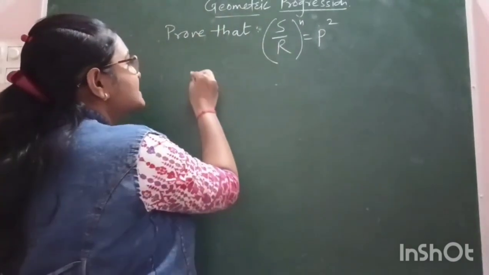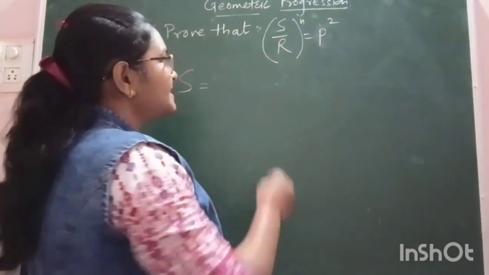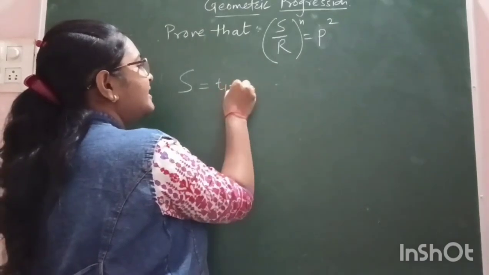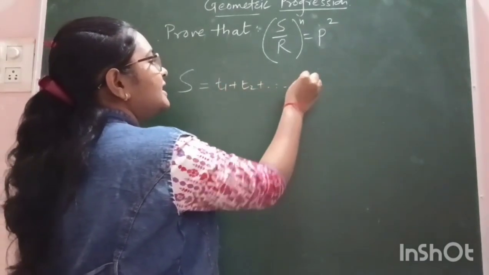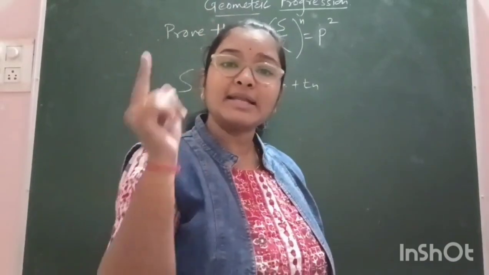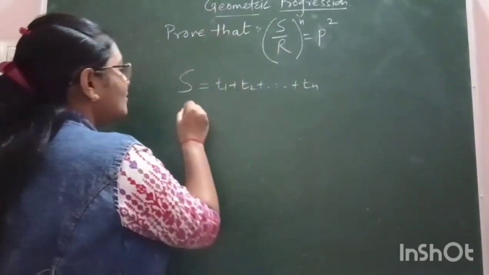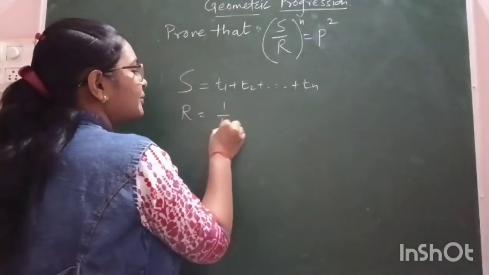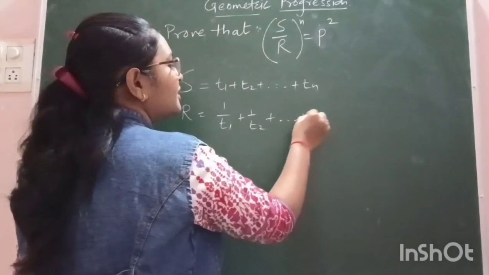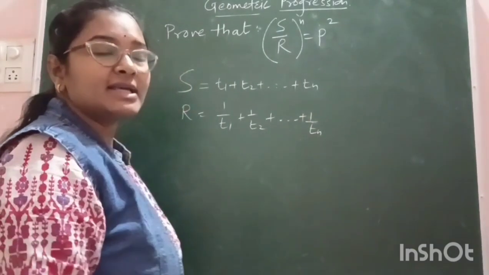S is the sum of all the terms of the geometric progression, that is the given sequence in GP. So we need to take S as t1 plus t2 till tn. What is given R? R is the sum of all the reciprocals of all the terms of the geometric progression. R is 1 upon t1 plus 1 upon t2 till 1 upon tn.